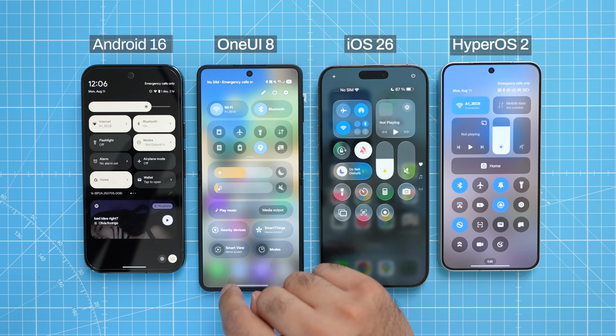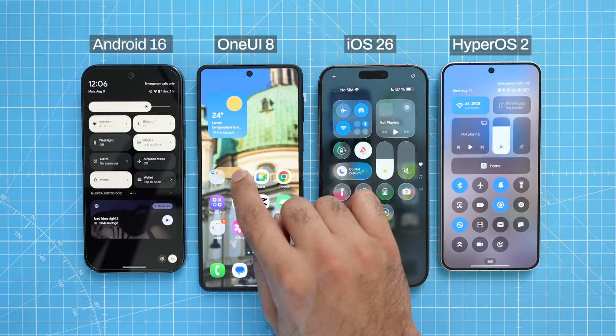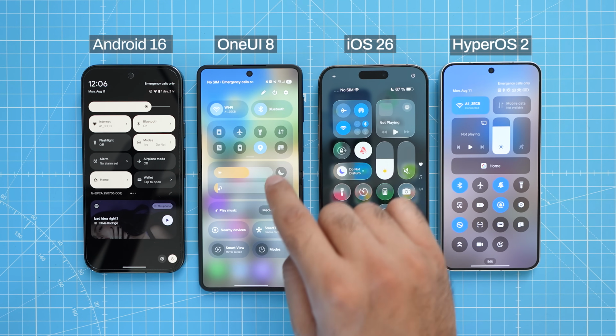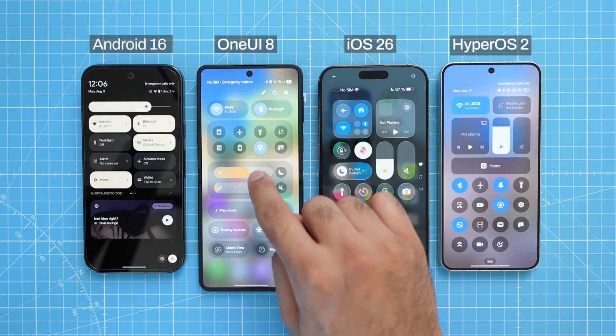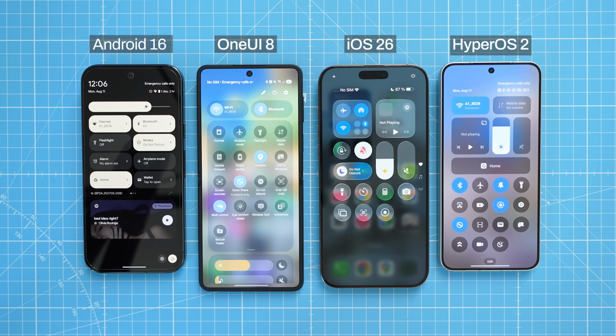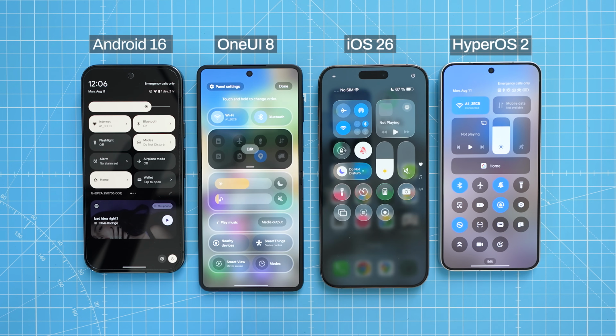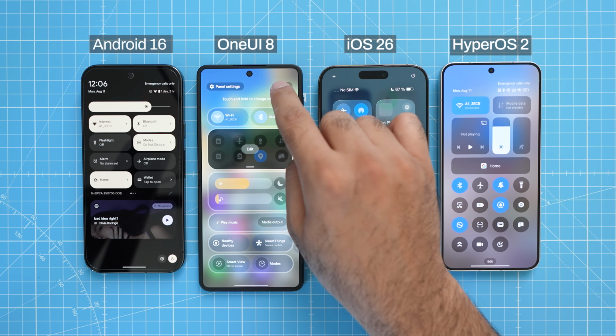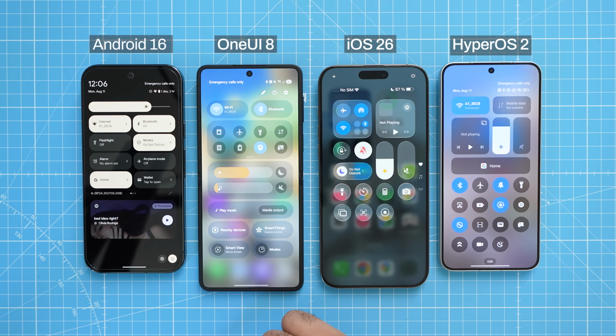OneUI 8 looks more similar to iOS than to Android, I would say, but it looks sleek and I really dig the design. You can also edit the sections however you like and move them around if you want to. You can also swipe back and forth between the notification settings and the quick settings.